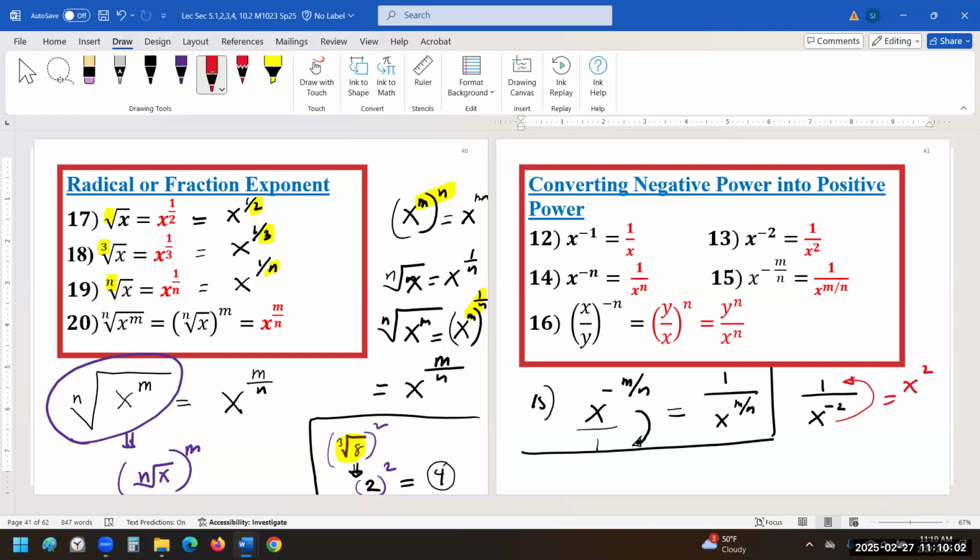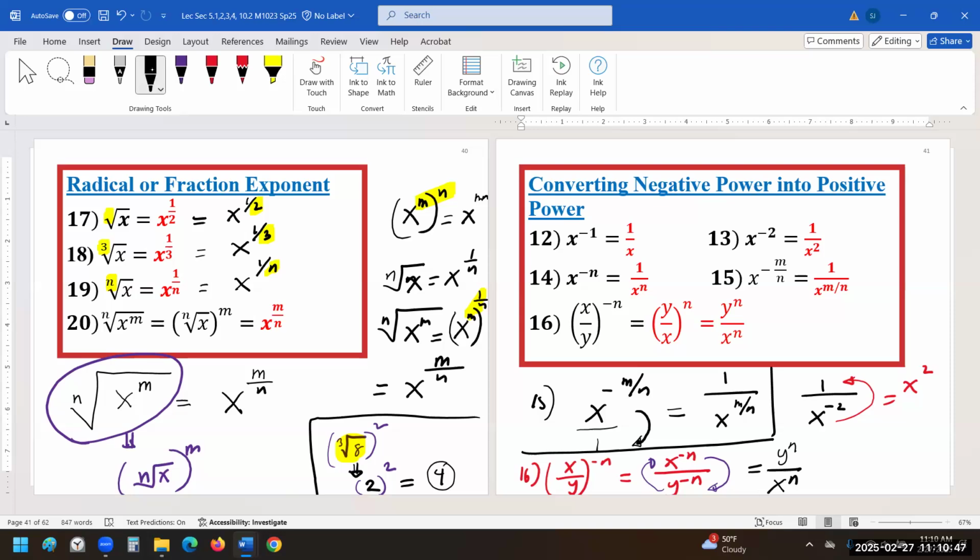That's why we have rule number 16. Rule number 16 says we have x over y to the negative n power. Now we have a division in our base. So if you apply the rule from the exponent, it's the same as x to the negative n over y to the negative n. And we don't like any of them because they both have negative powers. So we bring this x down and we bring this y up. As a result, both of them turn into positive. So we get y to the positive n on the top and x to the positive n on the bottom.